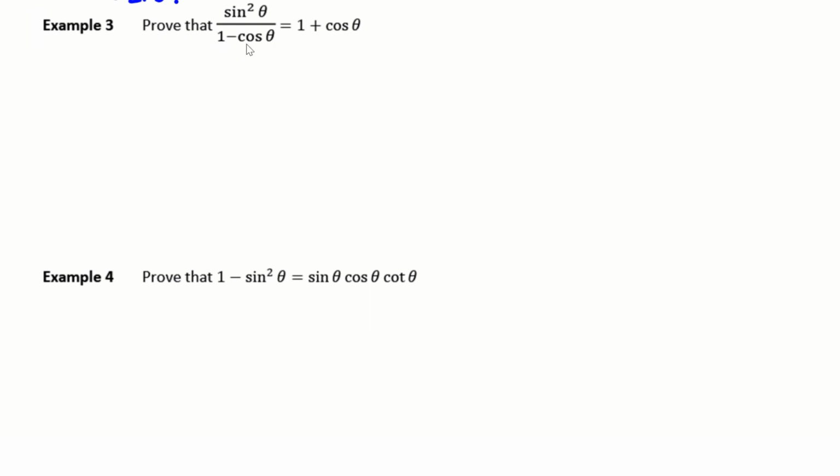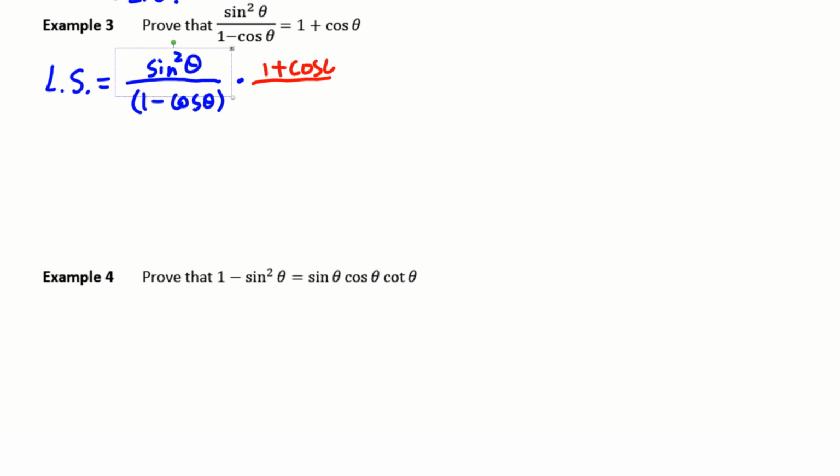Prove this one. Compare the two sides: the left side is more complicated, so we are going to start from the left side. There is more than one way to do it. We have sine squared theta all over 1 minus cosine theta. One way we could do is, since the right side has 1 plus cosine, we multiply 1 plus cosine theta to both numerator and denominator, because the left side doesn't have 1 plus cosine theta.